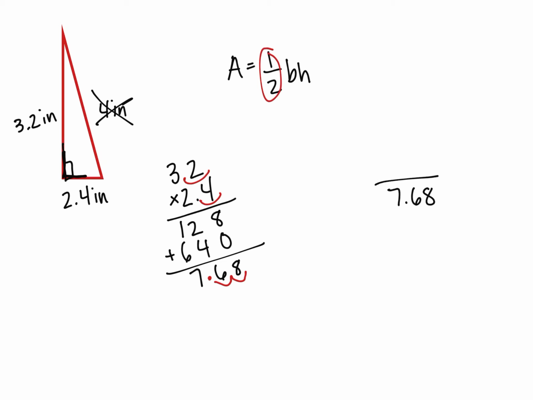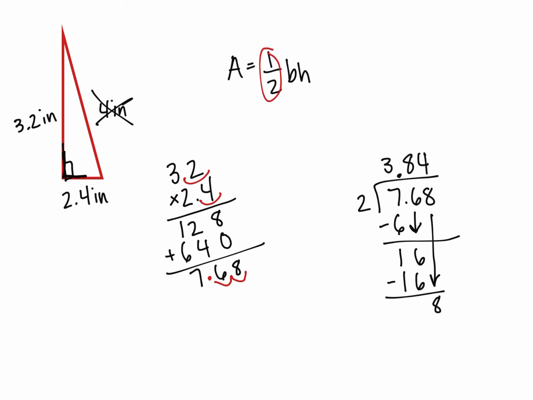Two fits into 7 3 times because 2 times 3 is 6. That leaves me with 1, and I bring down the 6. 2 fits into 16 8 times. Don't forget to keep that decimal spot in the same place. And then I bring down the 8. 2 times 4 makes 8. So our area is going to be 3.84 inches squared.